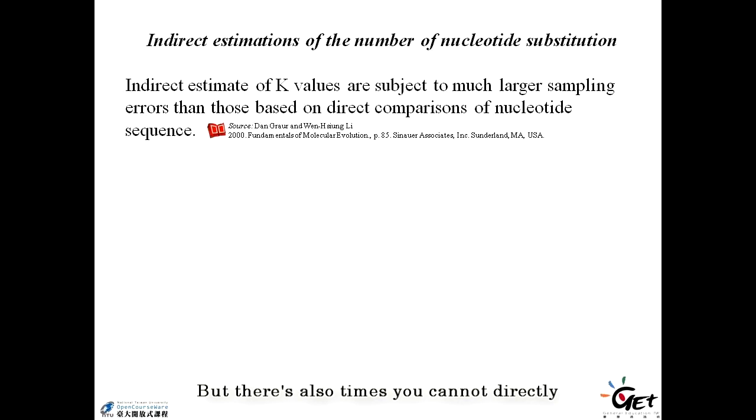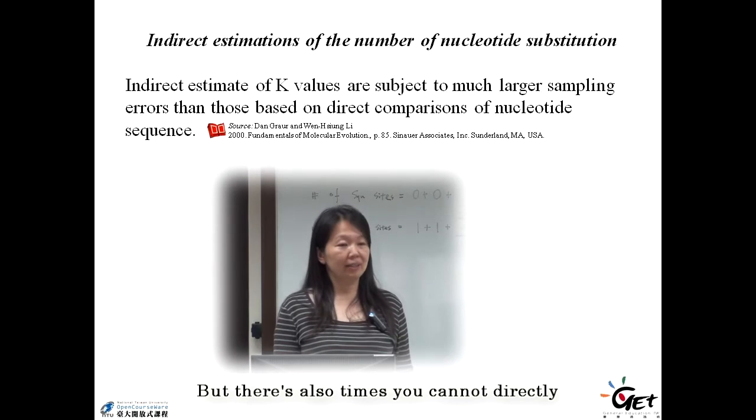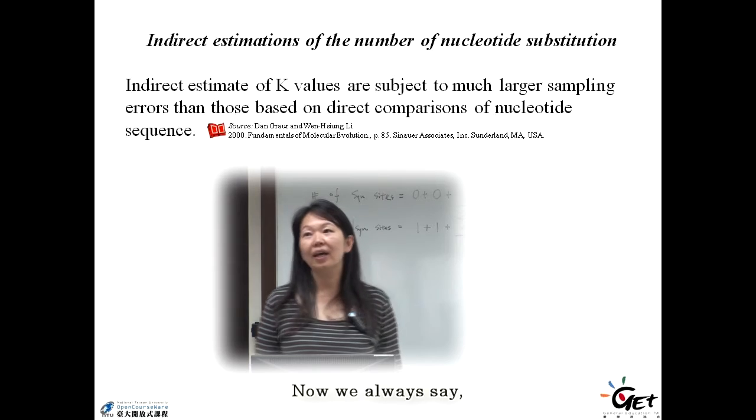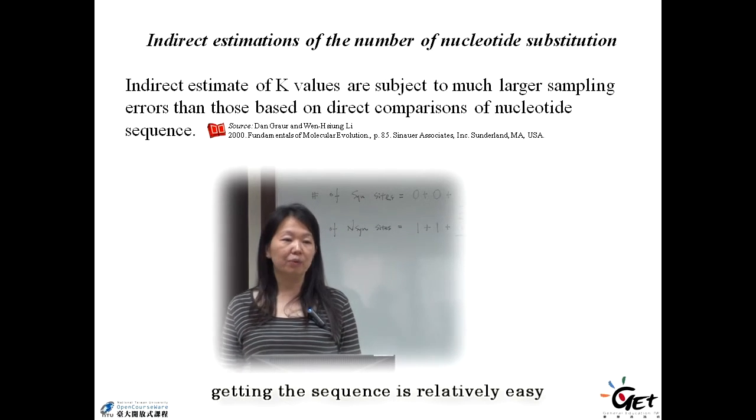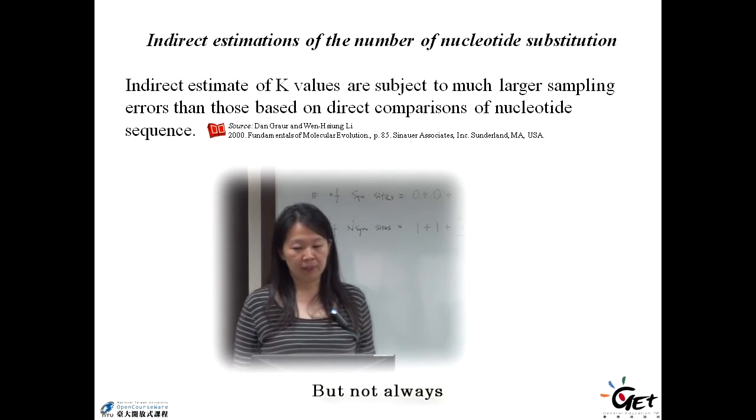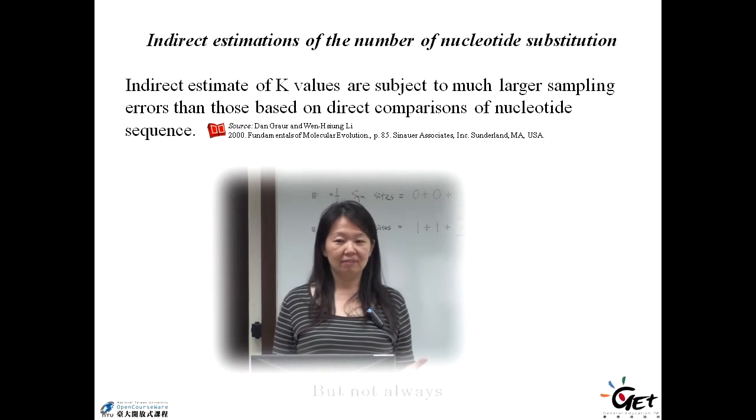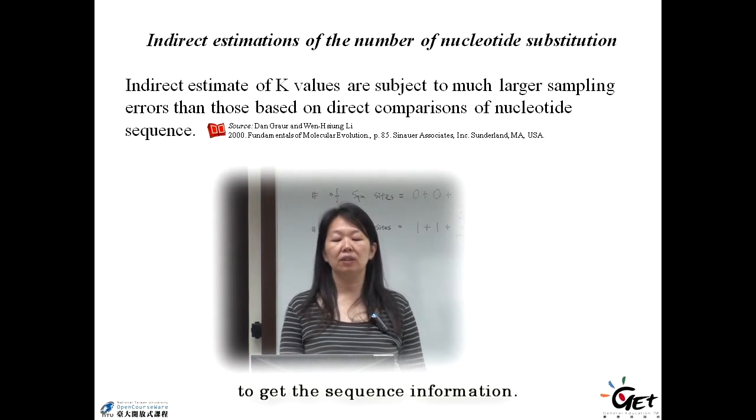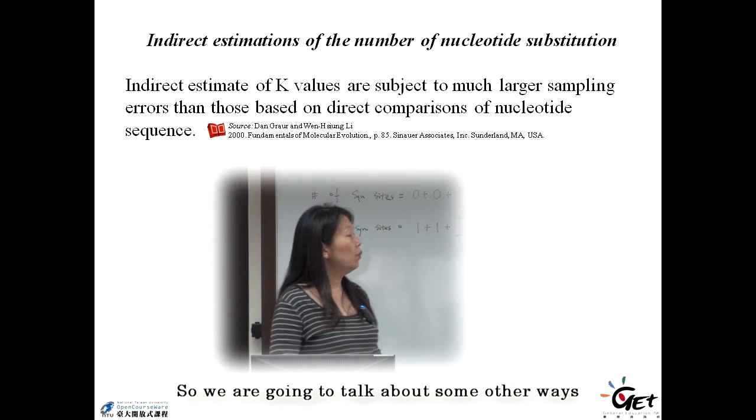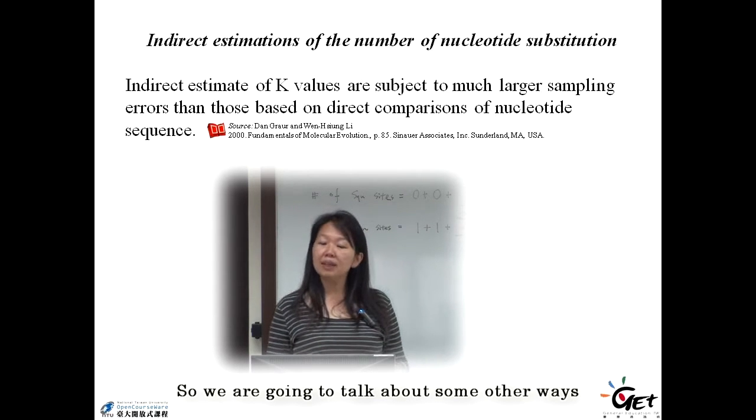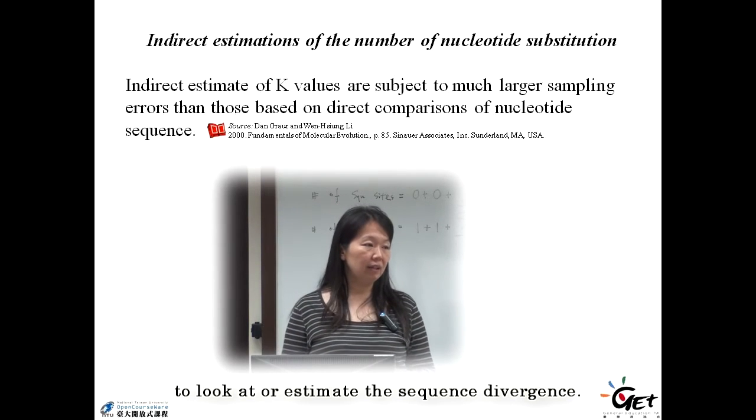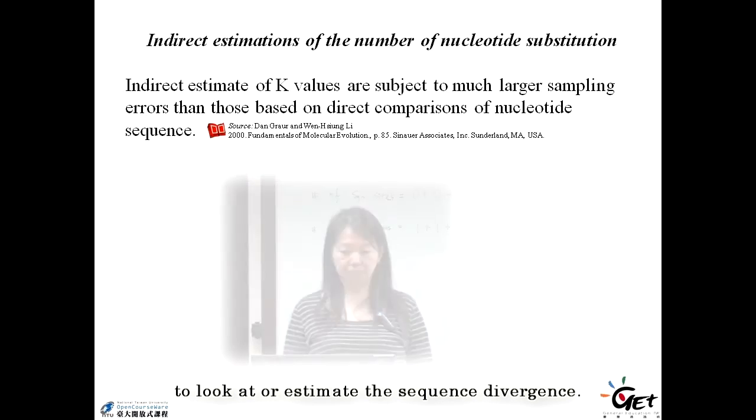But there are also times you cannot directly get the sequence information. Although now we always say, oh, getting a sequence is relatively easy, but it is not always possible to get the sequence information. So we are going to talk about some other ways to look at or to estimate the sequence divergence.